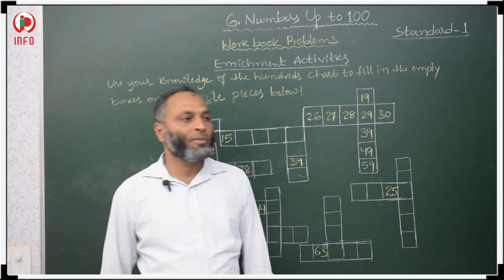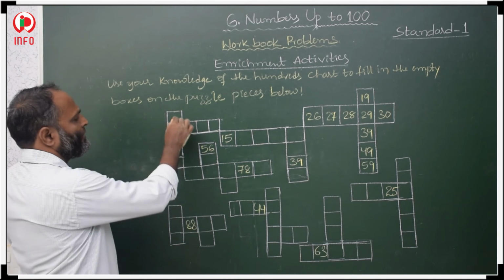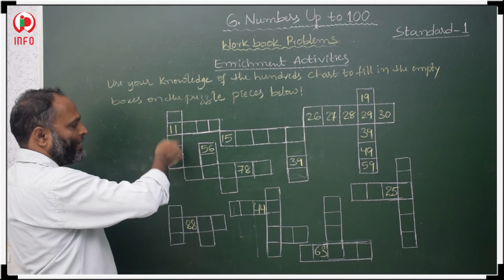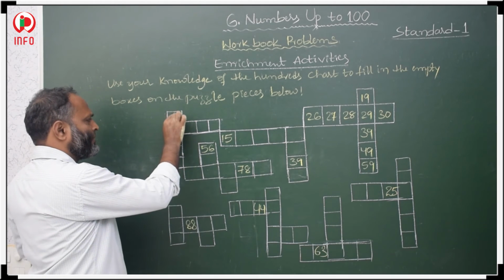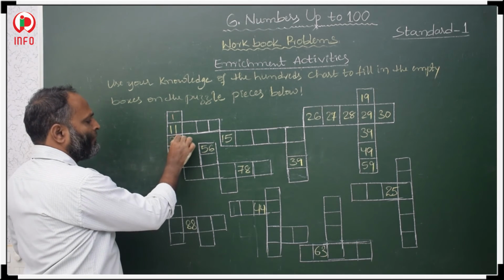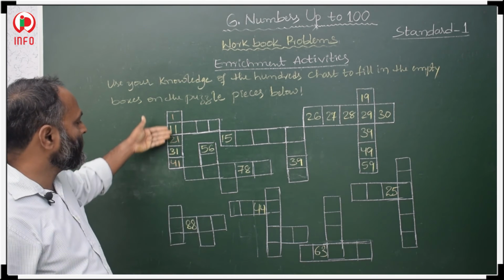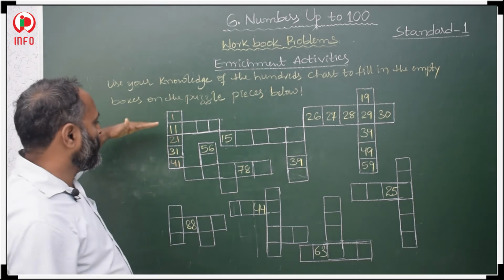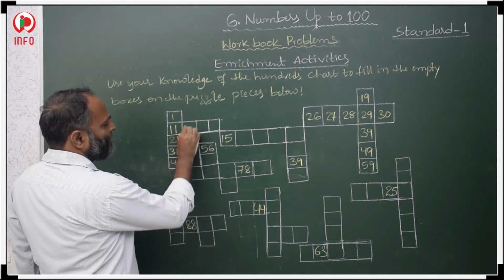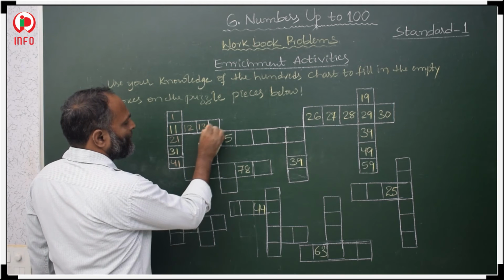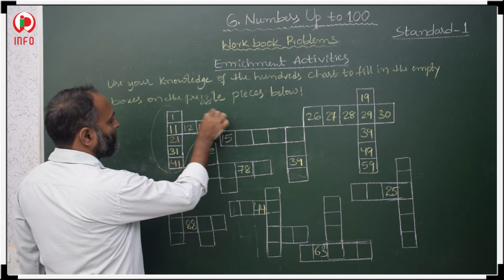Now see here, the first part we are going to do, here 11. First I want to take 1. This is a vertical line. In this vertical line we have to skip 10: 1, 11, 21, 31, 41. So in this vertical we take 11, 12, 13, 14. So this part is over.